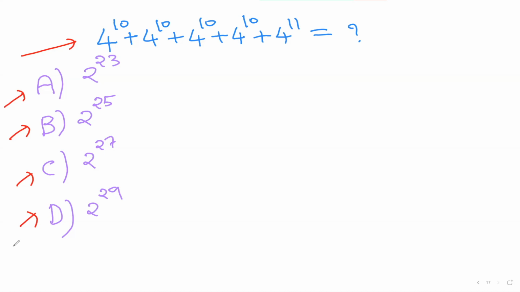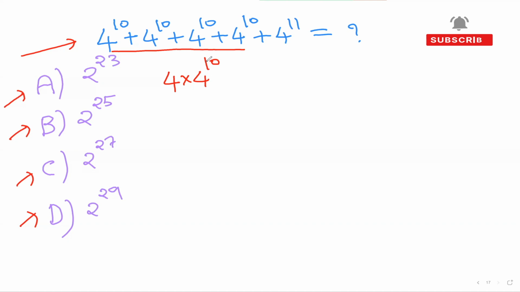Let us say, you can see these four terms: 4 power 10 plus 4 power 10 plus 4 power 10 plus 4 power 10. They all are like terms. So if I've got x plus x plus x plus x, I can write down 4x, isn't it? So like the same thing, I'll write down 4 times 4 power 10. What did I do is x plus x plus x plus x, that's going to be 4x.